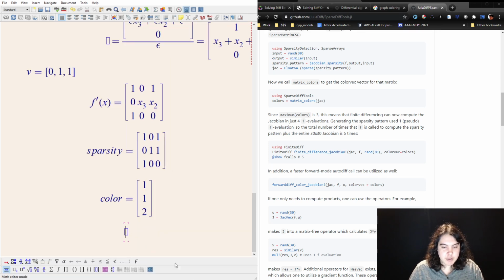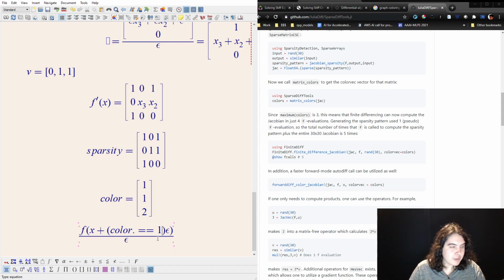Let's write out the code here. What you do is you say f of x plus epsilon color, in Julia code, color .== 1, divided by epsilon. This will give you columns 1 and 2 put together, and then you use the sparsity pattern to pull it apart.